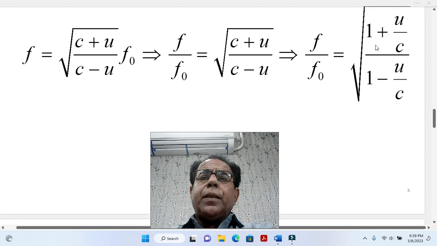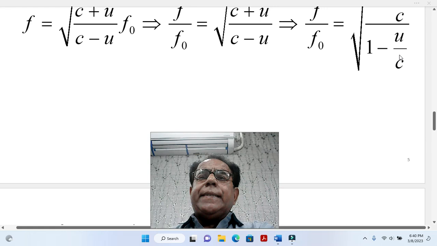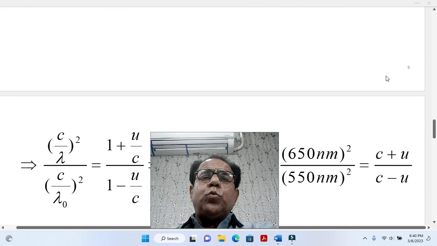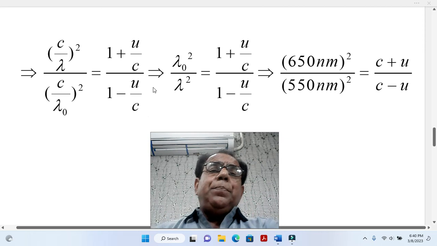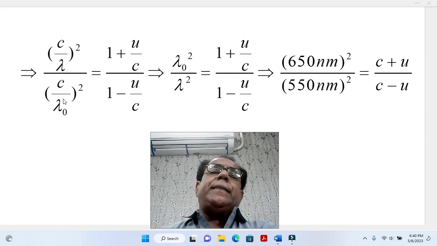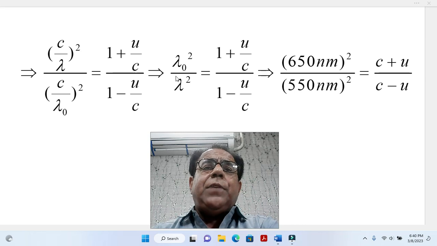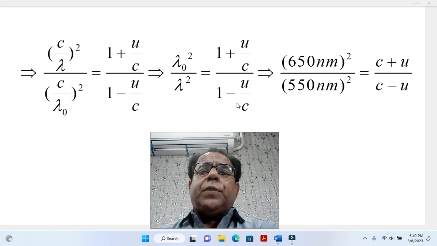Same thing. Here we have not yet written c plus u over c minus u. Then this implies that it will become c square over lambda square multiplied by lambda naught square over c square. Then c square will be cancelled out with c square and we will be left with lambda naught square over lambda square equal to 1 plus u over c over 1 minus u over c.